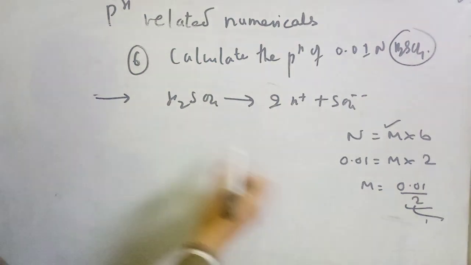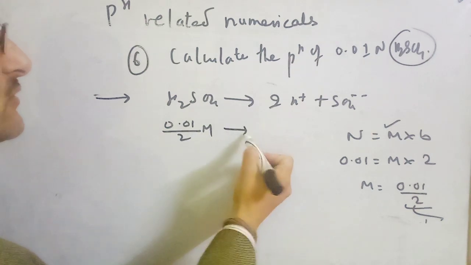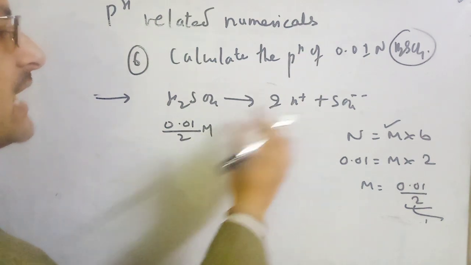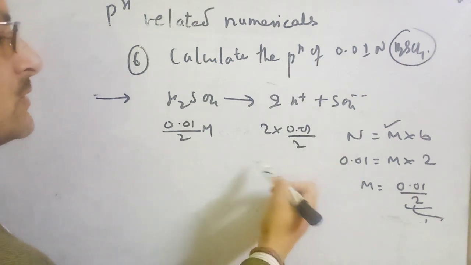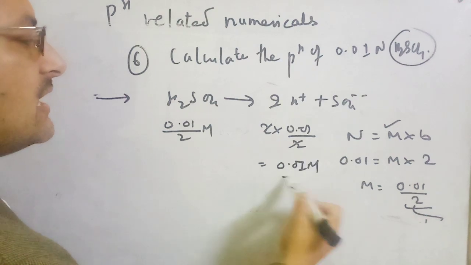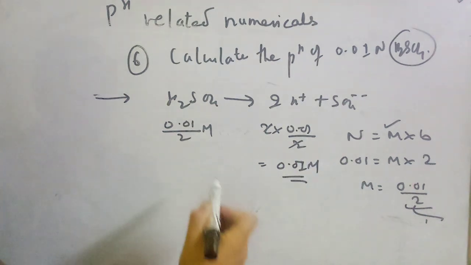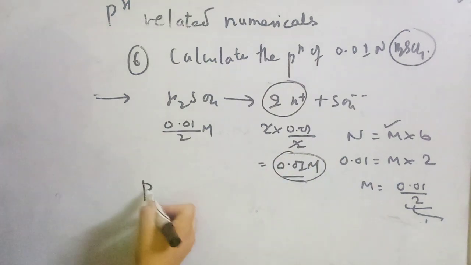So once you get molarity, this is 0.01 divided by 2 molar. So it will be giving a hydrogen ion 2 times 0.01 divided by 2. So the 2 and 2 cancel, that is 0.01 molar H plus ion. So what is the H plus ion concentration here? 0.01 molar.